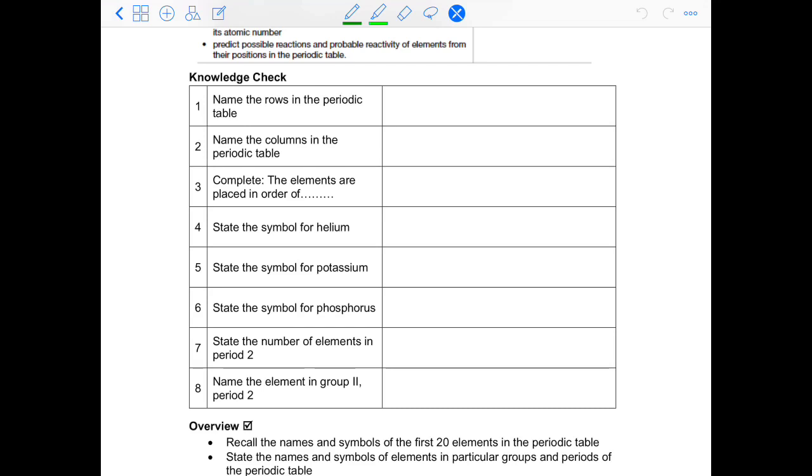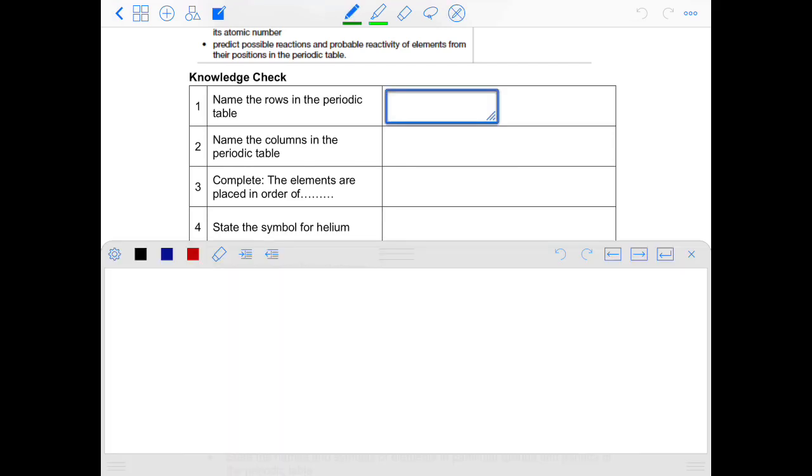I want you to pause the video and give a go to these questions, looking back to any notes you made yesterday to help if you need it. So hopefully from last lesson you remember most of these. We'll go through them now to make sure you do have all the correct answers that you need.